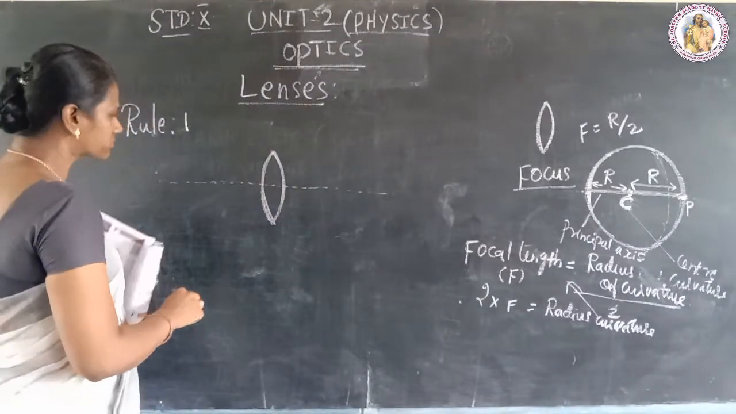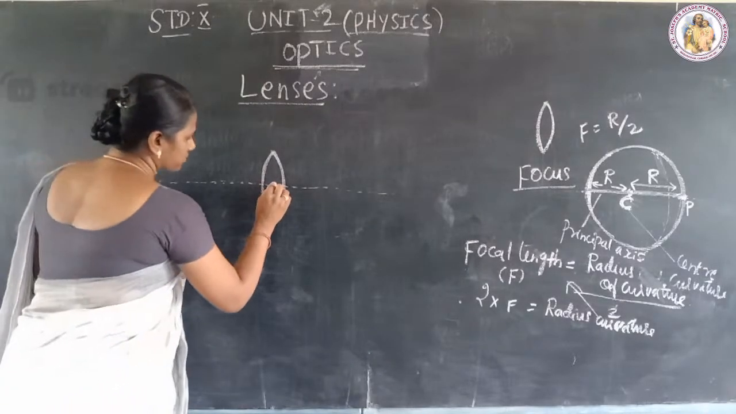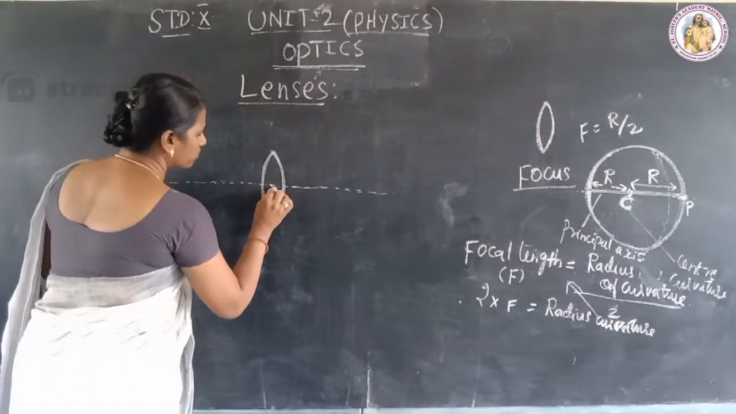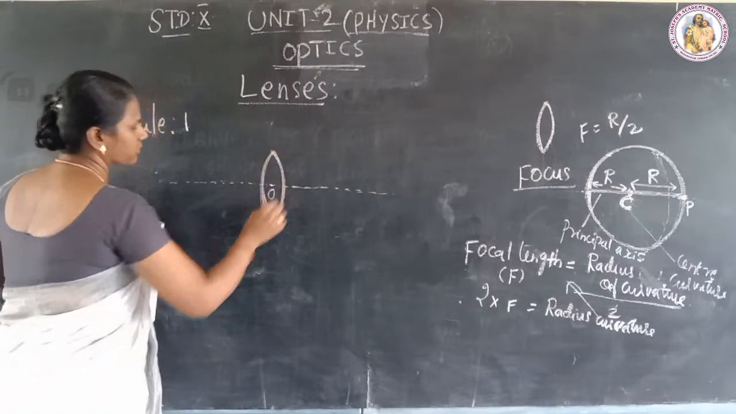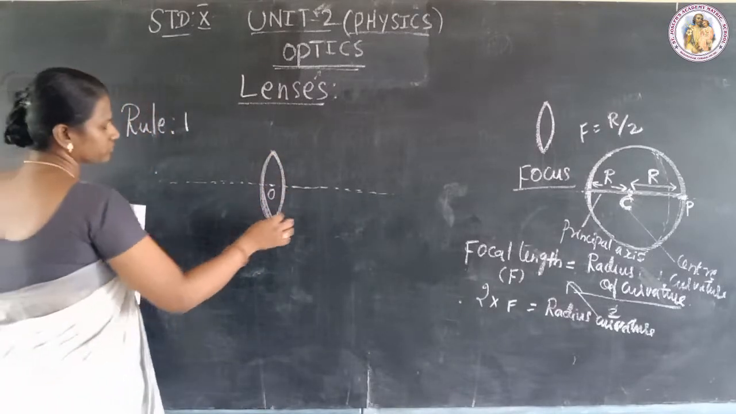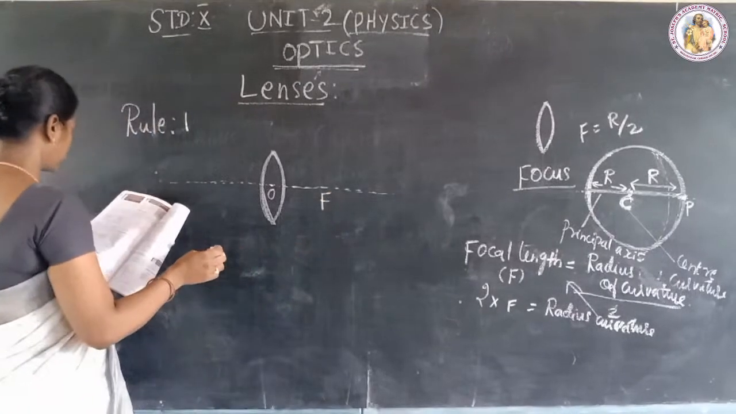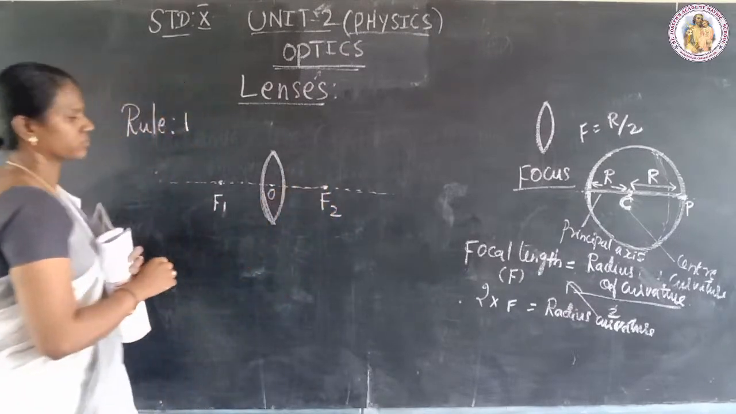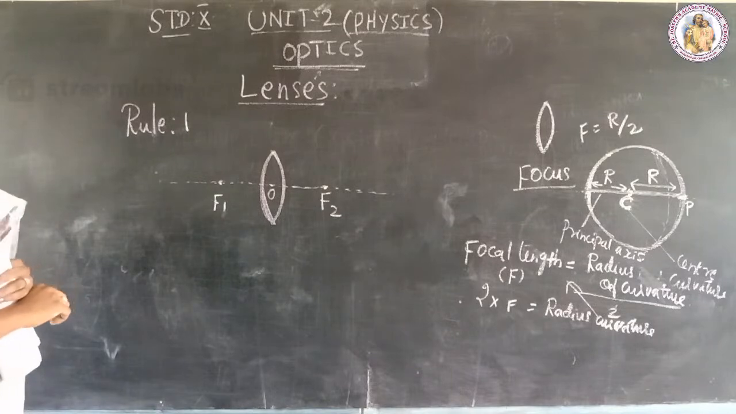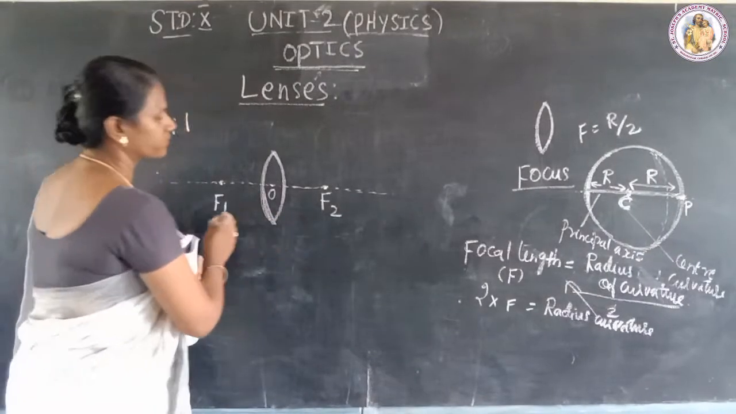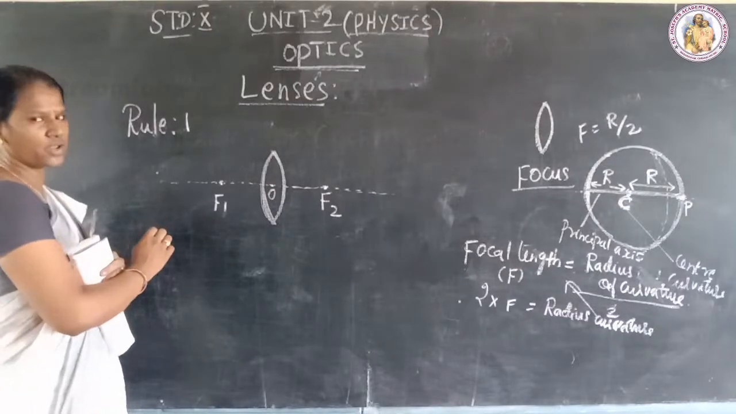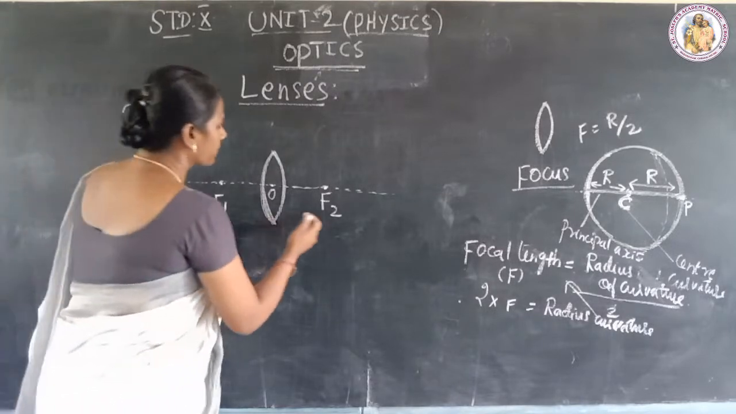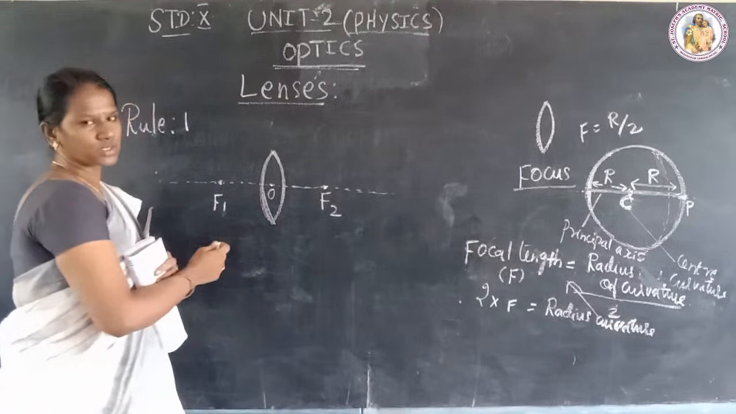Here, what are the points I must notice? I must put O here, the center point of this lens. Next we have F1 and F2, the focus points, which are converging or diverging the light.